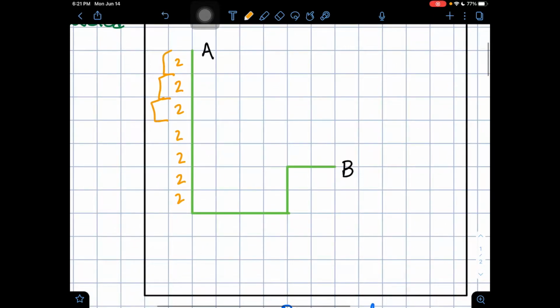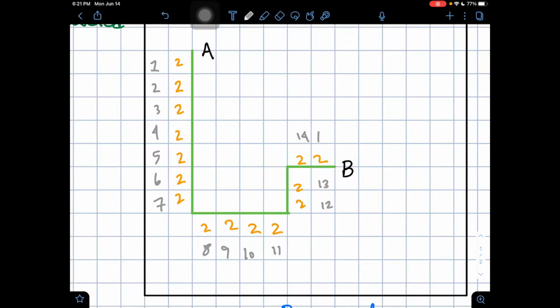Since they're also 2 meters wide, this much is 2 meters, this much is 2 meters, and so on. If we add everything together, we get the total distance traveled. Another way you could do it is to count how many 2's there are, since everything is the same length. We have 1, 2, 3, 4, 5, 6, 7, 8, 9, 10, 11, 12, 13, 14, 15 2's, or 15 blocks that we're going to cross.